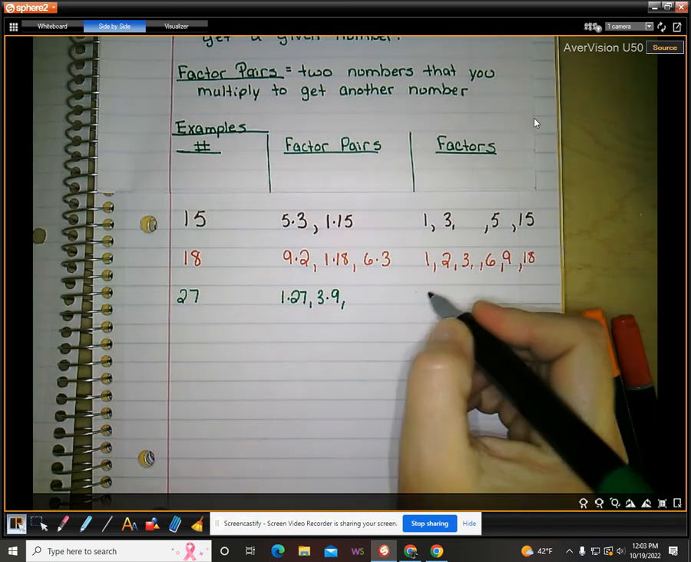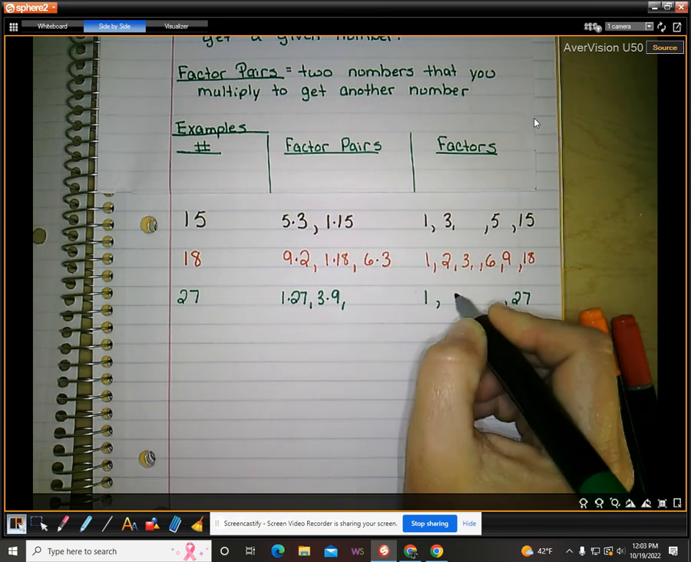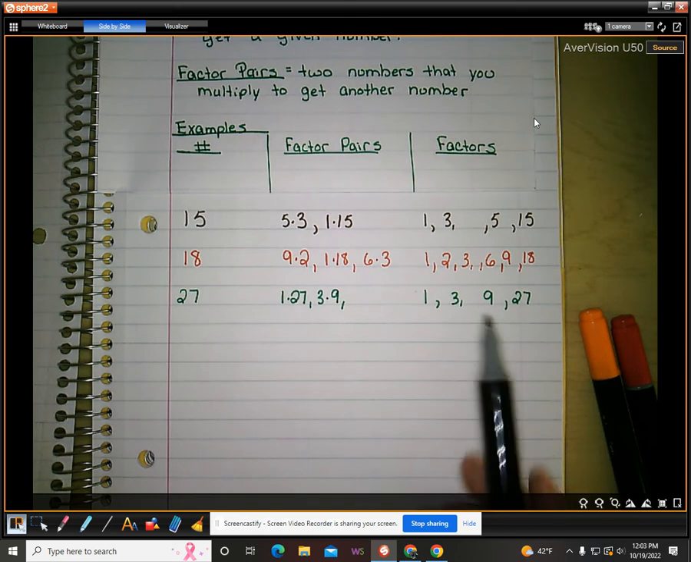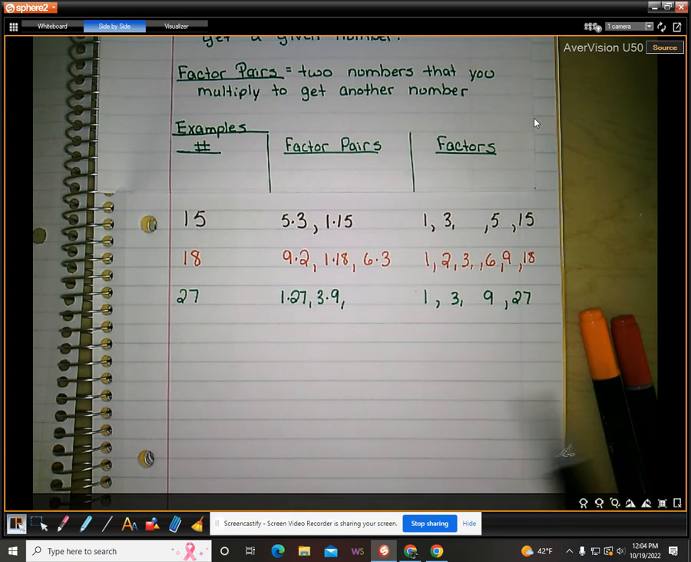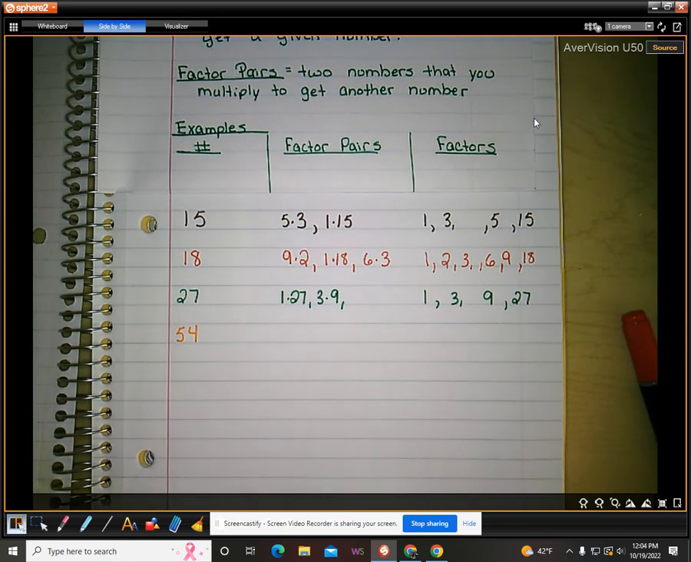Okay, so we can kind of check ourselves to see if we're right. So we had 1 and 27. Then we had 3 and 9. Well, in between 3 and 9, there's 4, which doesn't go into 27. There's 5, which doesn't go into 27. 6, 7, and 8. None of those go into 27, so our list is done. Questions on finding factor pairs or factors? Okay, then the last one you're going to do is 54. So whichever list is easier first, your factor pairs or your factors. But come up with both lists.